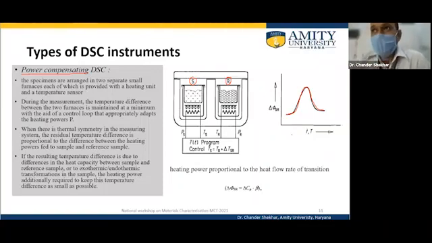But what is important here? Because we are monitoring the power directly, we don't need the transfer function to convert the temperature difference into the thermal energy flow. So power compensating DSC represents the thermal event more accurately than the heat flux DSC, but because of the complexity of the instrument, it costs more. So there is give and take in both types of instruments. These specimens are arranged in two separate cells. This is the same thing as written here.